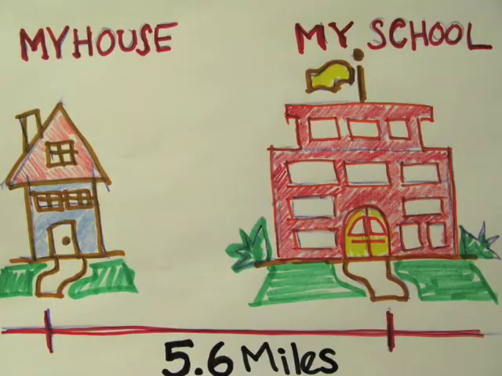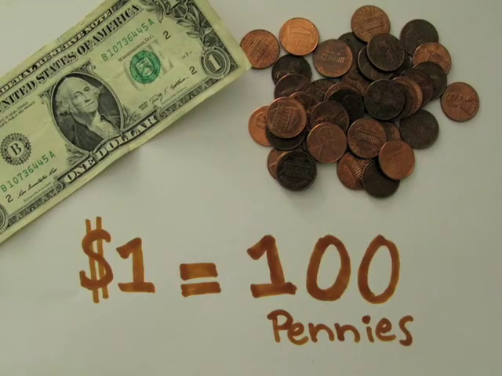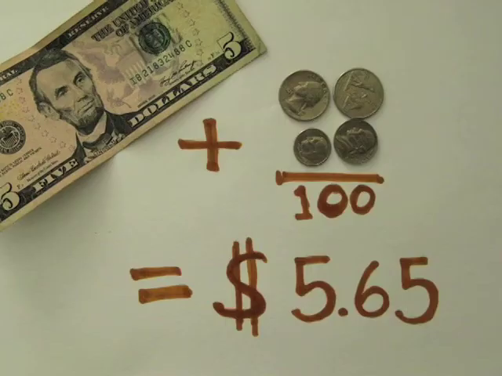Decimals allow us to accurately measure the world around us. The distance to school, maybe 5.6 miles. The winner of a race may finish in 15.225 seconds, only 0.005 seconds ahead of the next runner. In the United States, a dollar can be divided into 100 pennies or cents. 1 cent could be thought of as 1/100th of a dollar. So $5.65 is the same as 5 65/100ths dollars, and can be written as 5.65.